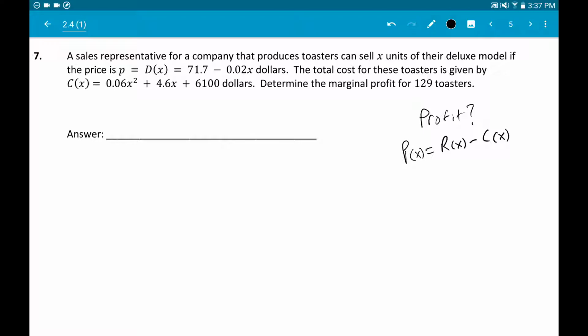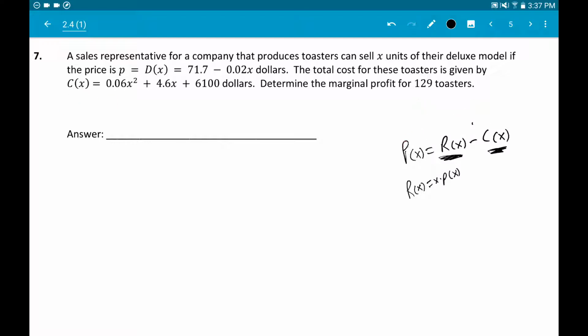Okay, well, let's look at what we have. They gave us a cost function right here. So we've got that part. What we don't have is the revenue function. But we do have the price function. So remember, R of x is x times price. So we'll be able to find that revenue function, then plug it in here, and then we'll be able to get the profit function. Once we get the profit function, it simply is take the derivative to get to marginal profit.